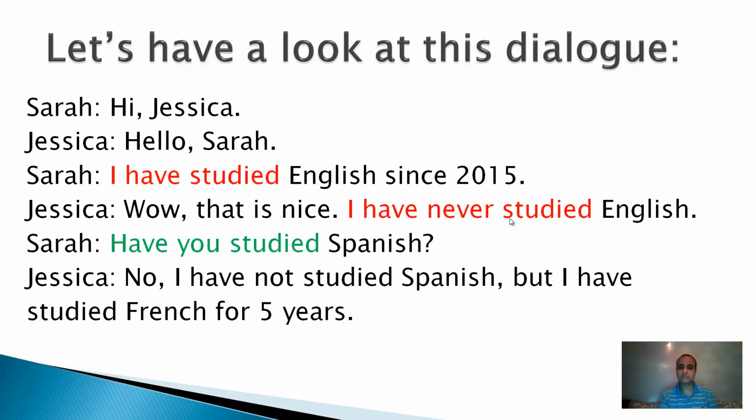Now let's move on to interrogative sentences. Have you studied Spanish? So this is an interrogative sentence. So we switch the subject and the helping verb. It's like have got. Do you remember have got in the beginning of the school year? Have got is a present perfect sentence. I have got, you have got, and we say have you got. We switch the helping verb and the subject.